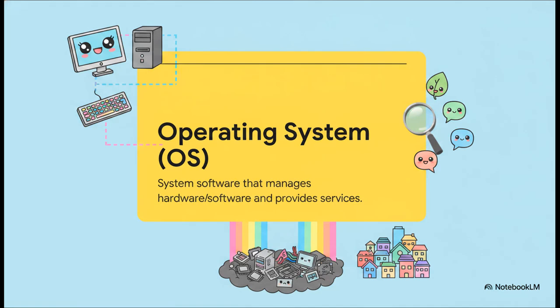So what is an operating system exactly? Basically, it's the core system software that manages all of your computer's hardware and software while providing essential services directly to you, the user. The crucial takeaway here is that without an OS, your computer is just chaotic, raw hardware. It's the critical bridge transforming a dumb collection of silicon and metal into a highly coordinated, usable machine.